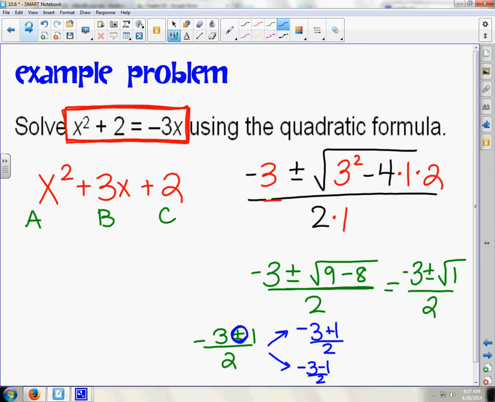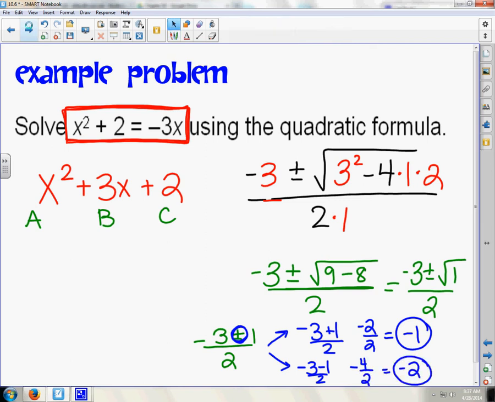So negative 3 plus 1 is negative 2 over 2, which is negative 1. And negative 3 minus 1 is negative 4 over 2, which is negative 2. So I have two answers. Each one of these problems is going to result in two answers.